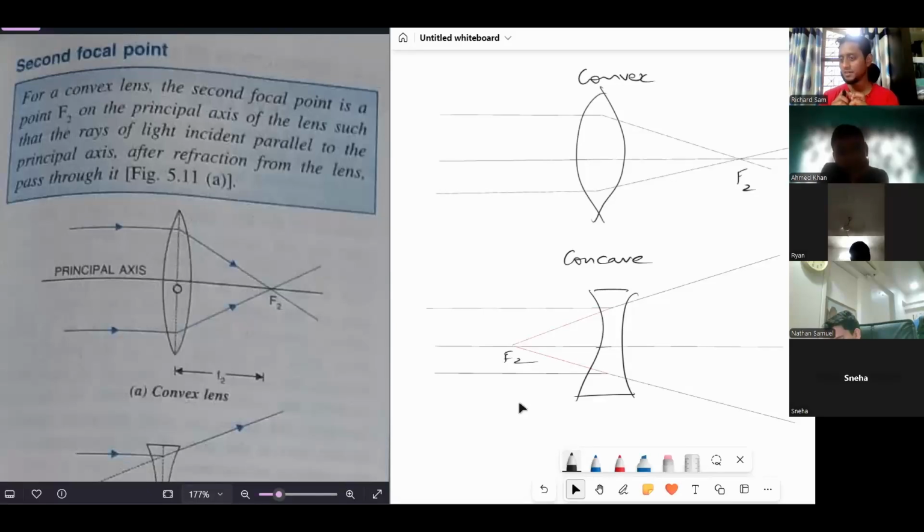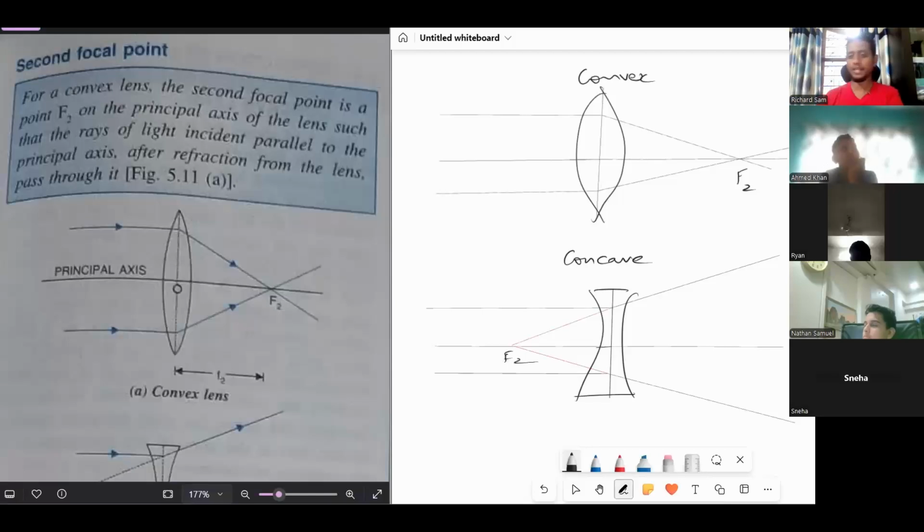So for a concave lens also you have to draw that middle line. The middle line is the principal axis. Yes, this line has to be drawn for every lens, concave or convex, because that is where you show the bending taking place.